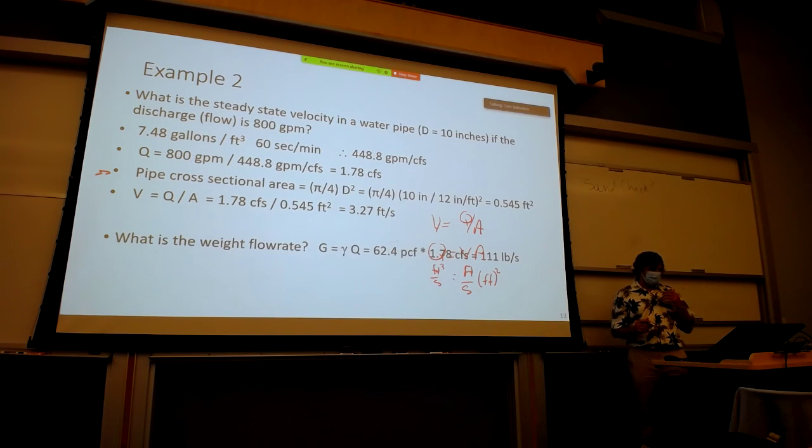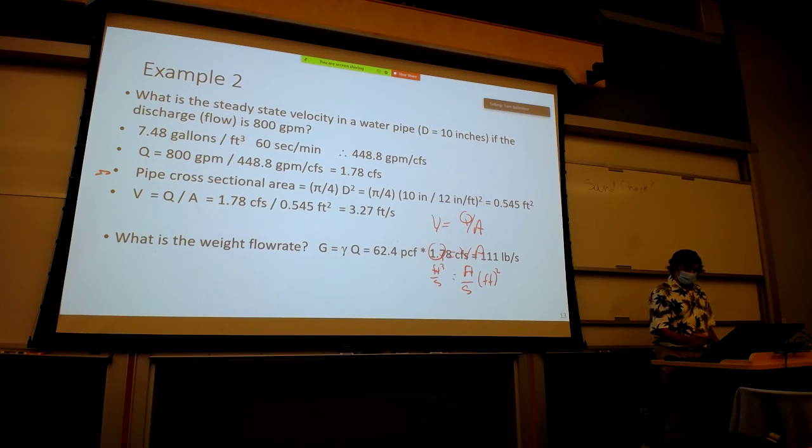If you were asked what the weight flow rate is, it would just be the specific weight of the fluid, which we said up above is water. So we would take 62.4 times the flow rate of 1.78 cubic feet per second, and that would give us 111 pounds per second. As you can imagine, 1.78 cubic feet per second of water is a lot of water.